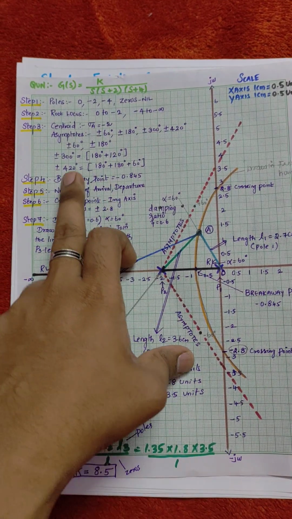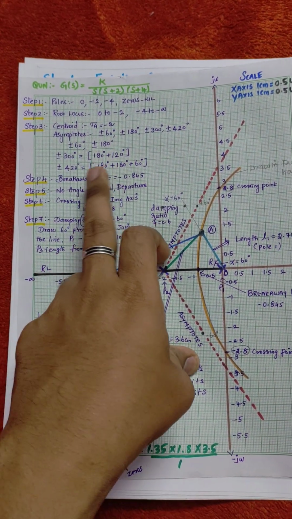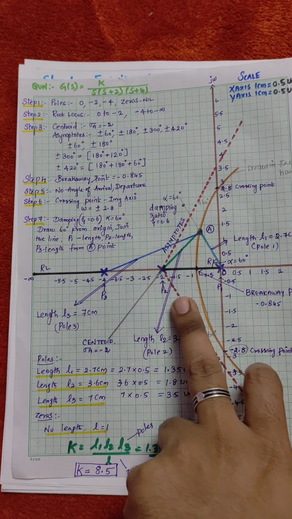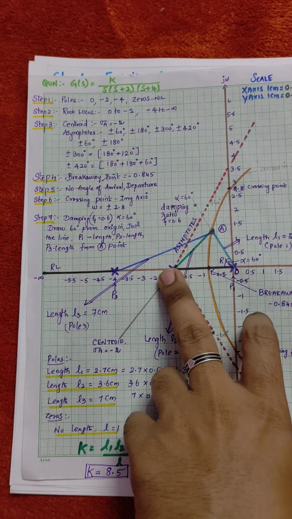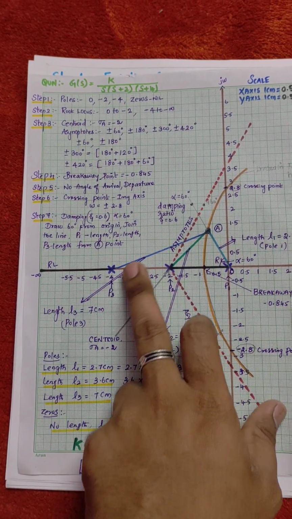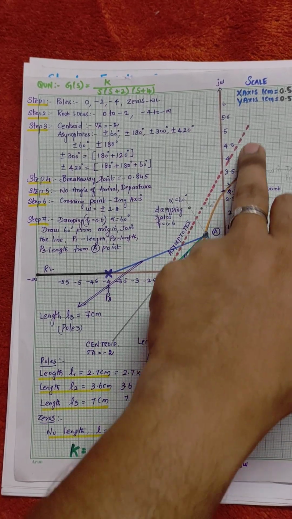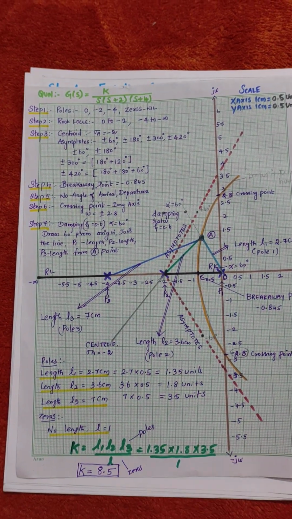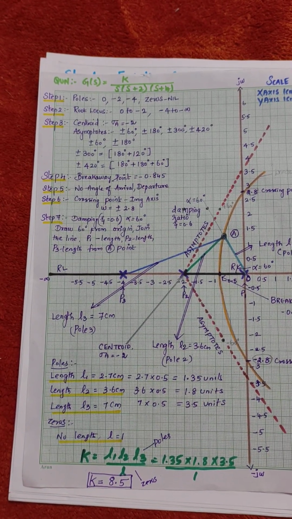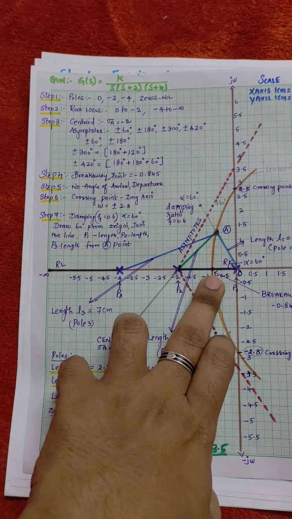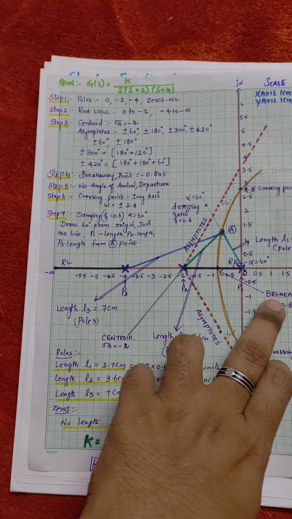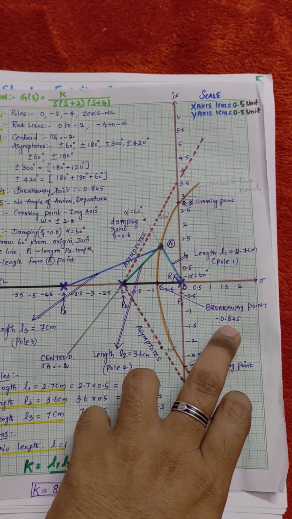Next, the angles are plus or minus 60, plus or minus 180. From the centroid you draw the angle of plus 60 here, and from the centroid the angle of minus 60. Then make a dotted line like this, and a dotted line like this. The dotted lines are called asymptotes. Then the breakaway point is minus 0.845. This is the corresponding breakaway point, minus 0.845.